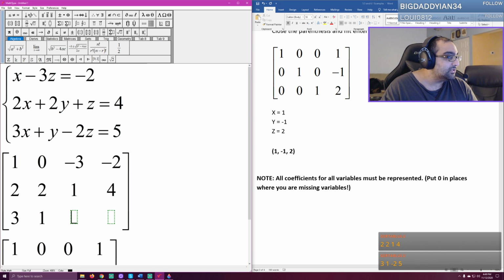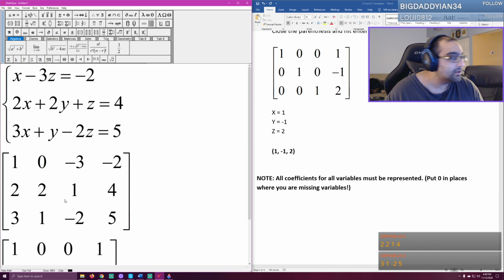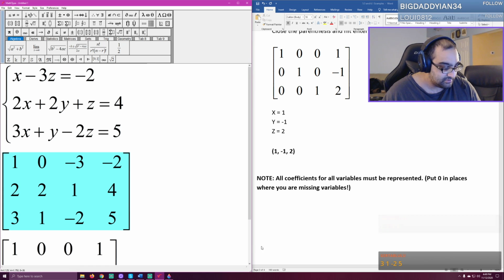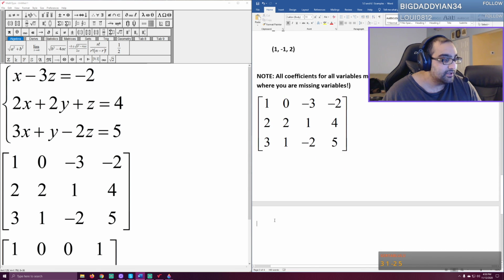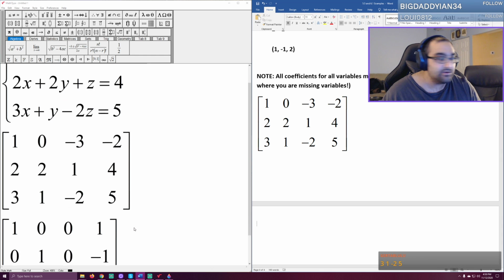All right, good. 3, 1, -2, and 5 is going to be our last row, just like so. Okay. All right, so that's going to be our next rodeo here. Okay. Now we have our matrix here. Let's see if we can reduce this down appropriately.